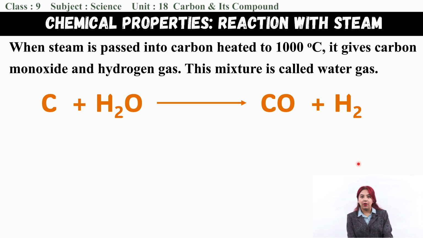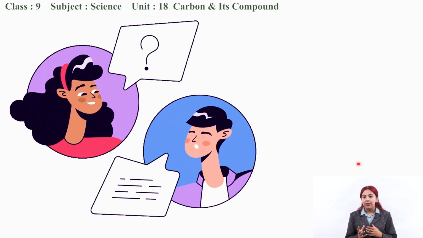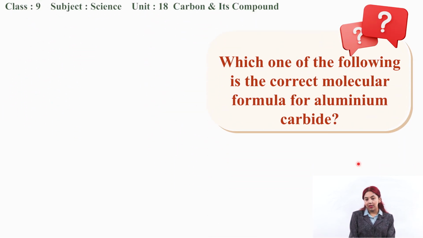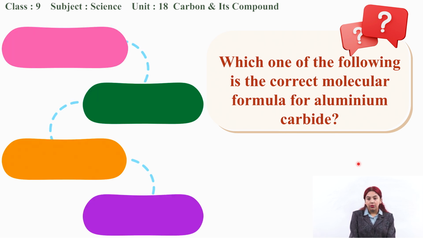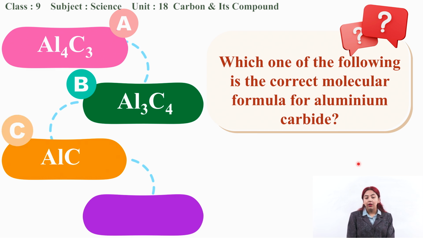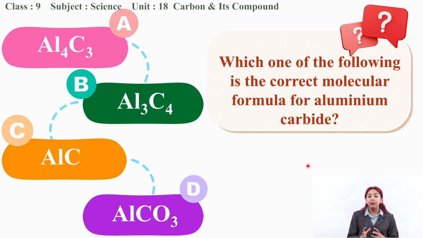Now, we studied the physical properties and chemical properties of carbon. Now, let us test our knowledge by trying to solve a few questions. The first question I have for you is, which of the following is the correct molecular formula for aluminium carbide? The first option is Al4C3, second is Al3C4, AlC, AlCO3. So which of these 4 is the correct molecular formula for aluminium carbide?